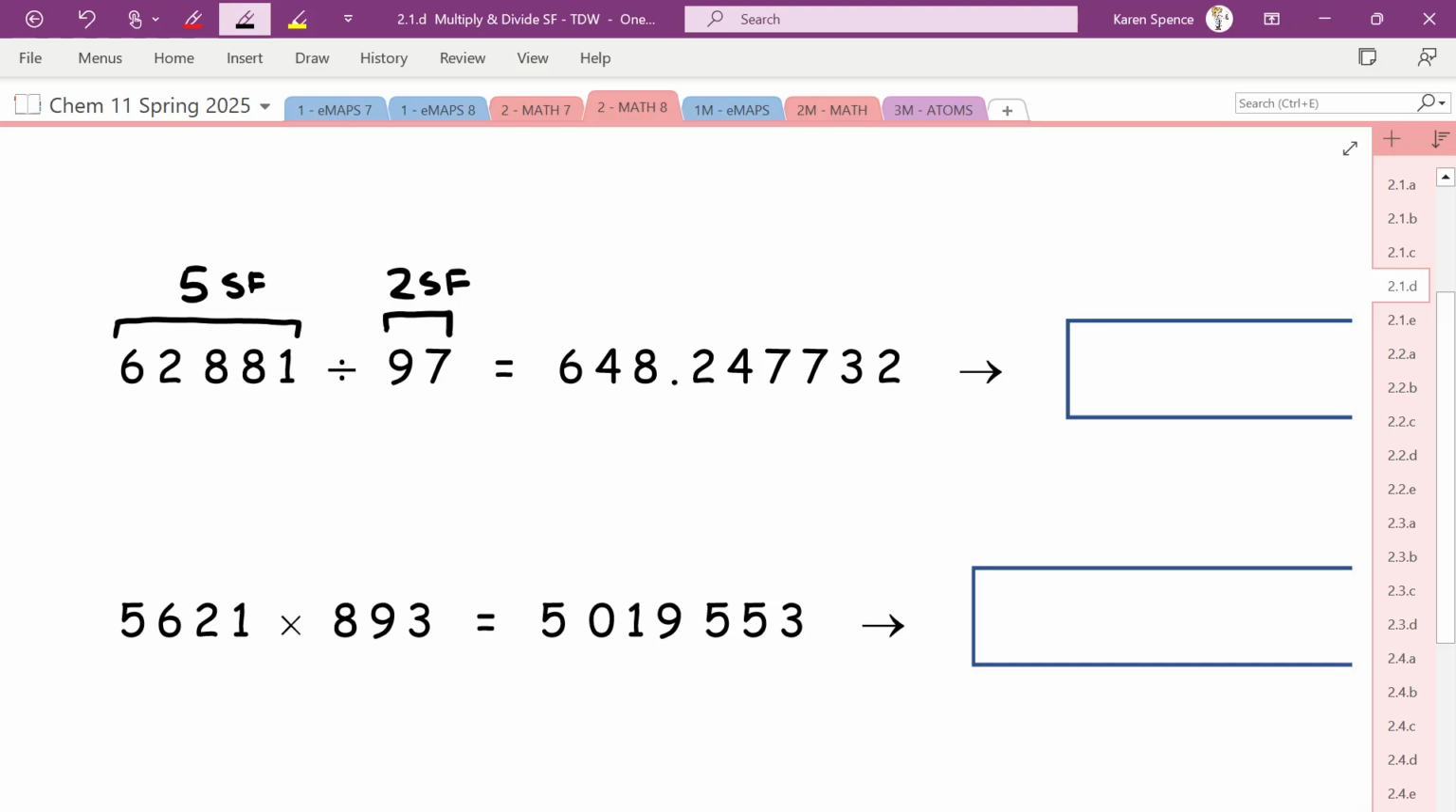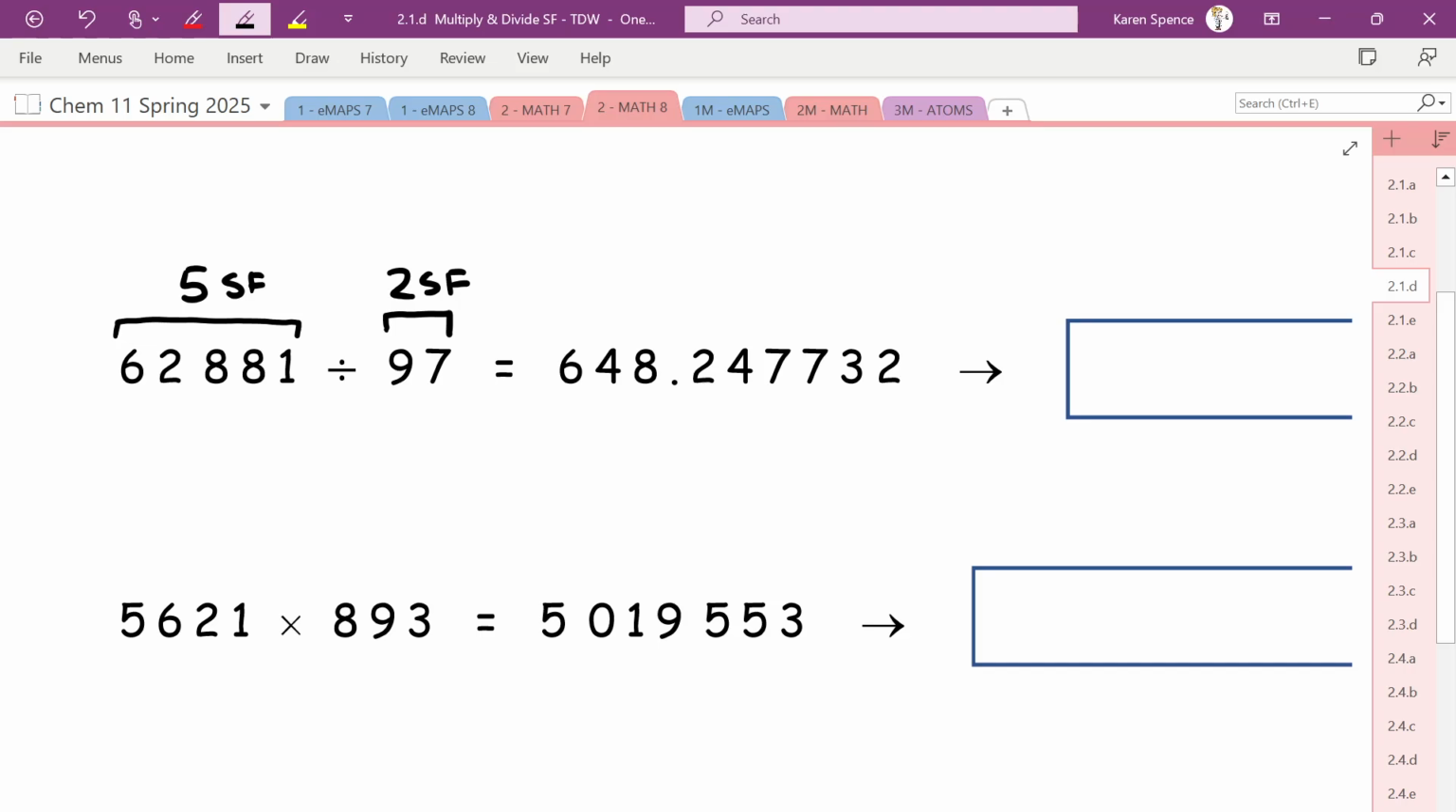Well, let's think about this a little bit. The number of sig figs tells us how precise a number is, yes? The more digits we have, the more precise. So the 5 sig figs is more precise than the 2 sig fig number. My answer is coming from a number that has 5 sig figs of precision and 2 sig figs of precision. My answer, can it have more precision than the 97?